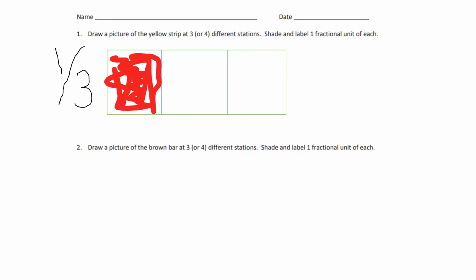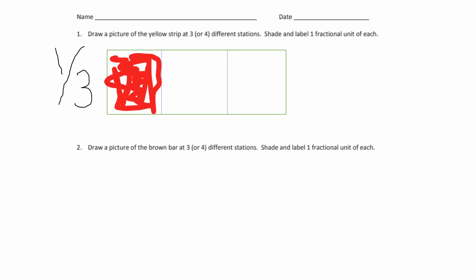So now, before I even start this, I'm going to tell you this whole lesson is a little different than some of the other ones that we've done so far with fractions. It says for number 1, draw a picture of the yellow strip at 3 or 4 different stations. Shade and label one fractional unit of each. Now, we're only going to be working for this lesson in thirds and fourths. So pretty much for this lesson, I'm going to be doing the thirds and you're going to be doing the fourths. So for this one, you can see a rectangle. I cut it into 3 pieces. I shaded one and labeled it as 1/3.